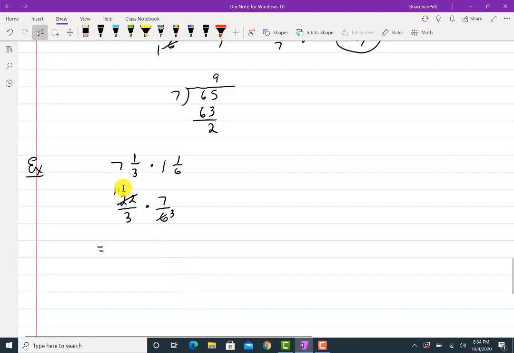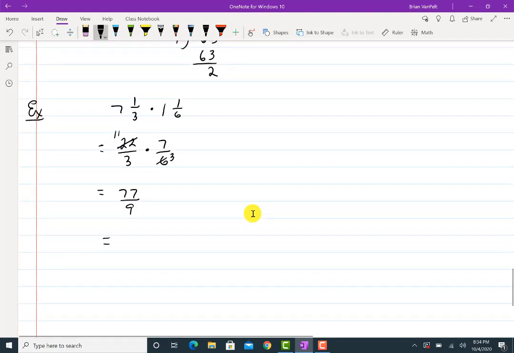Then I have, I'm going to put my equals up here too, 11 times 7, that's 77, over 3 times 3, which is 9. And then let me finish it off with the mixed number version of it. So 9 goes into 77 8 times, with a remainder of 5. So my quotient is 8, my remainder is 5, and my divisor is 9.